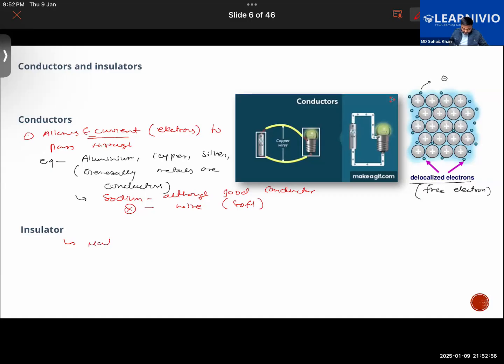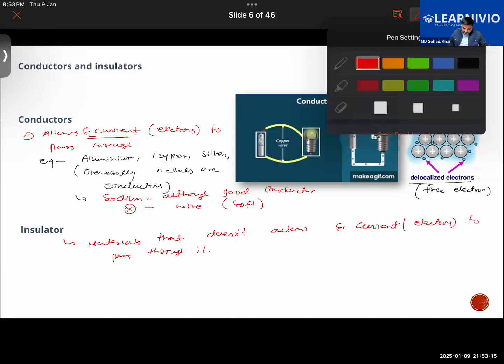So materials that do not allow electric current, or basically electrons, to pass through them. What are some of the examples?